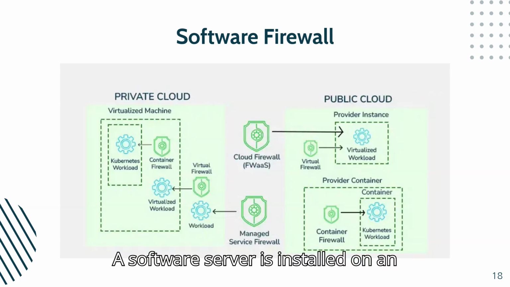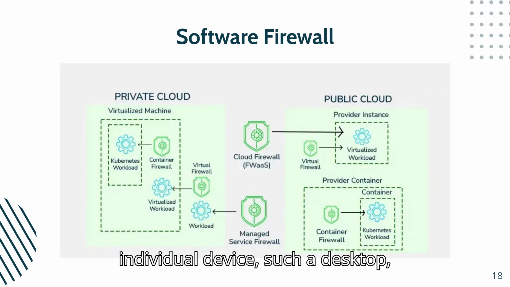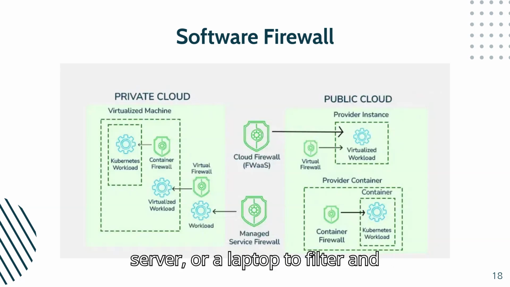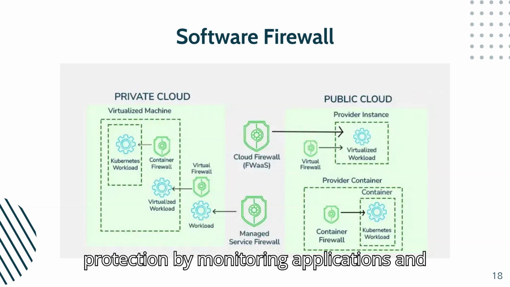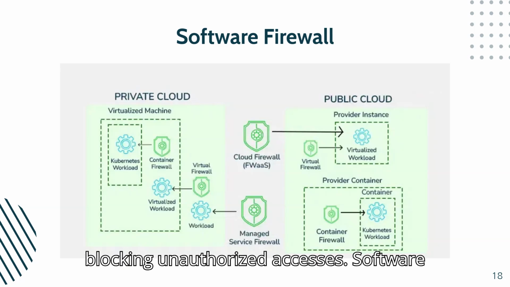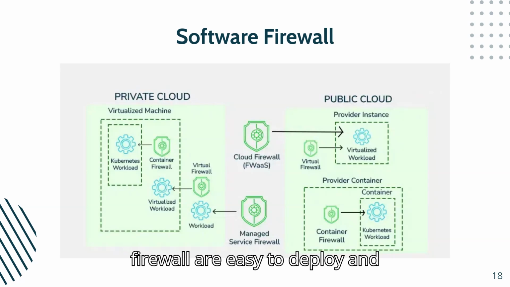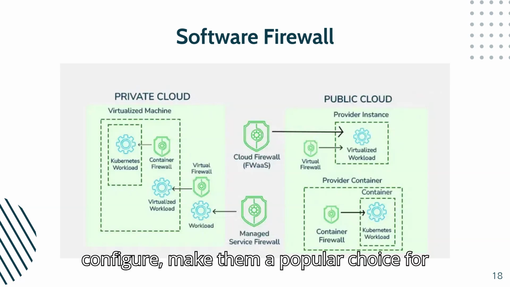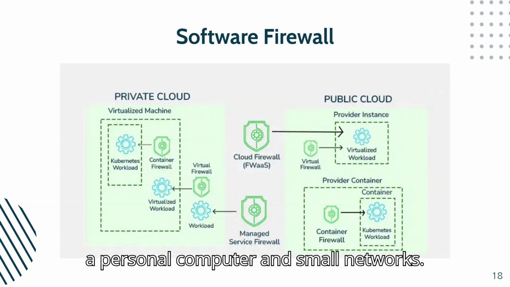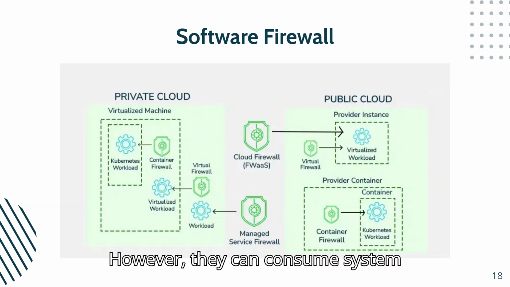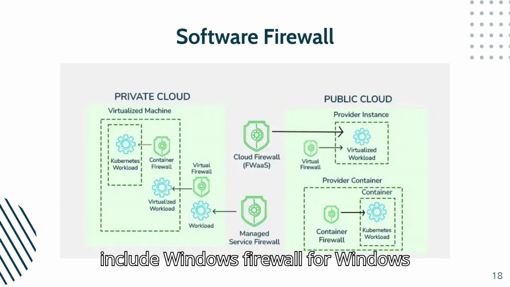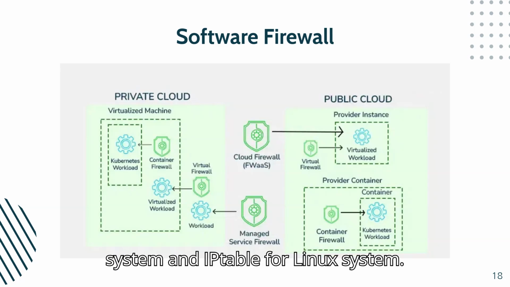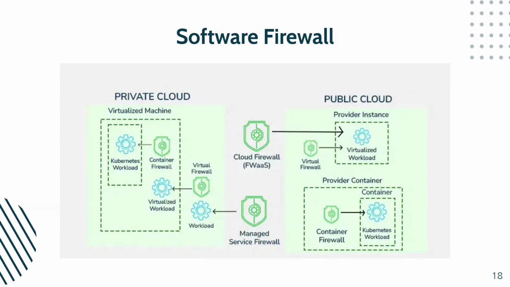A software firewall is installed on individual devices, such as a desktop, server, or laptop, to filter and control traffic to and from those systems. It provides endpoint level protection by monitoring applications and blocking unauthorized access. Software firewalls are easy to deploy and configure, making them a popular choice for personal computers and small networks. However, they can consume system resources and may not scale well for large enterprise networks. Examples include Windows Firewall for Windows systems and iptables for Linux systems.